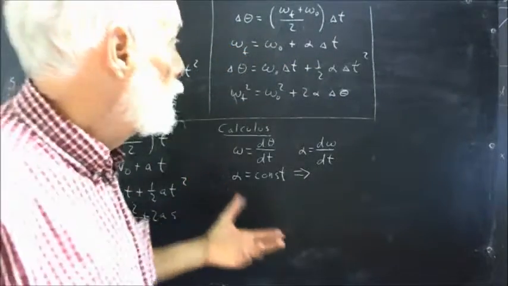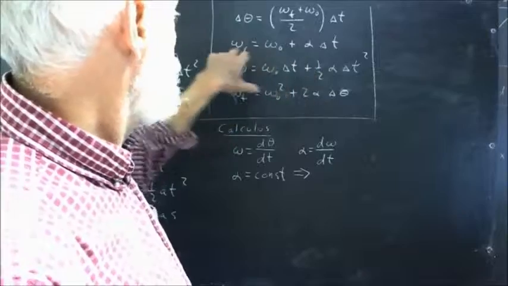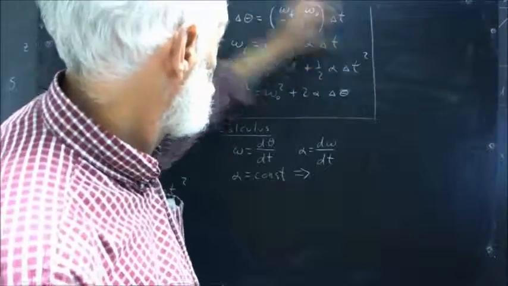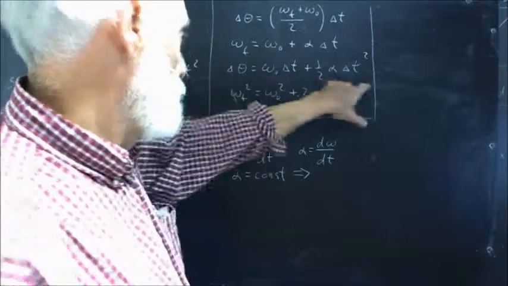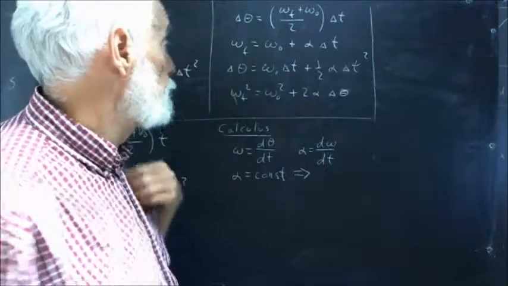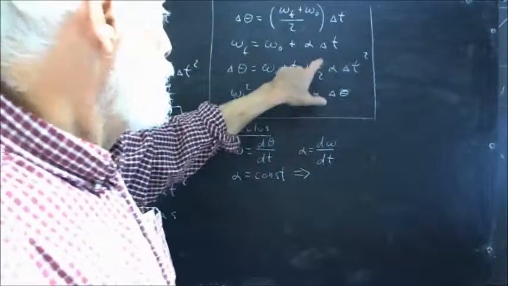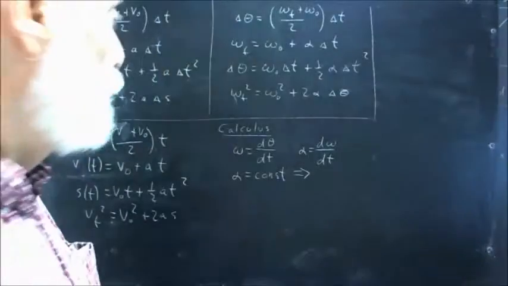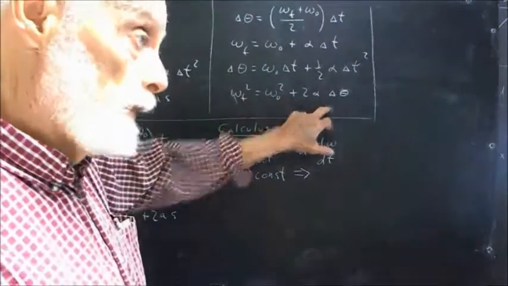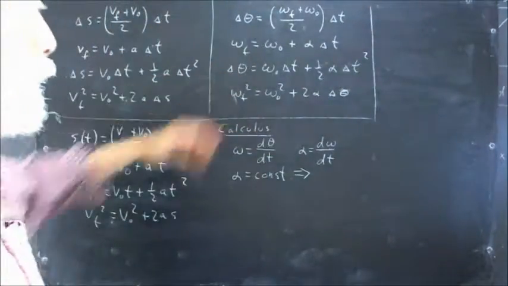At that point, we eliminate omega f from the two equations, just substituting this in for omega f and simplifying, and we get delta theta. Well, I'm not going to read it to you. We get this third equation, and we eliminate delta t from the two equations. For example, solving this equation for delta t, substituting it in here, doing some simplification, we get this equation. Okay, so there are our equations.